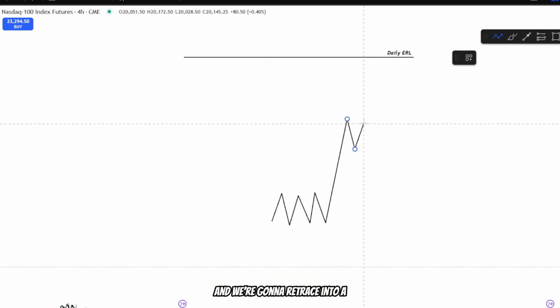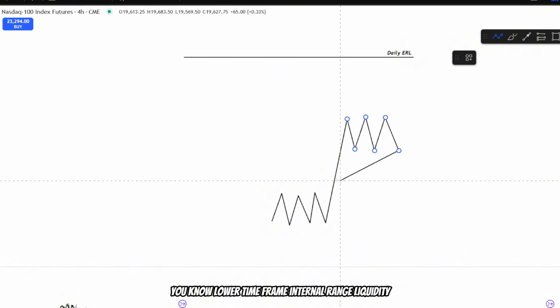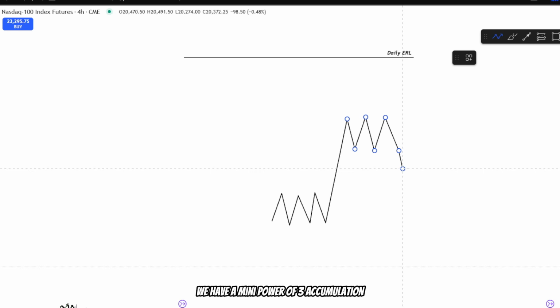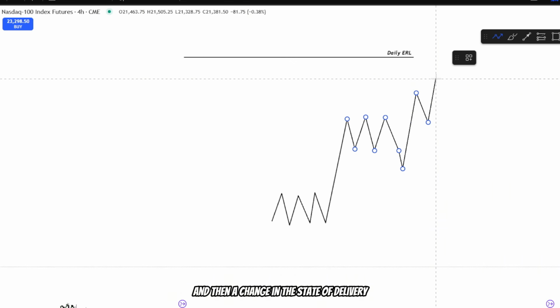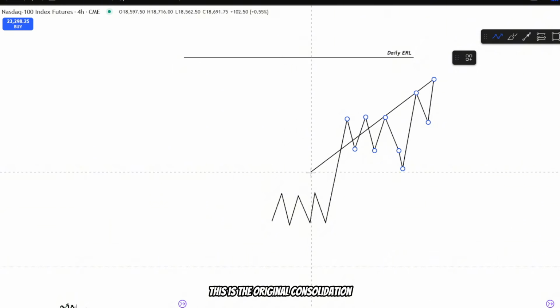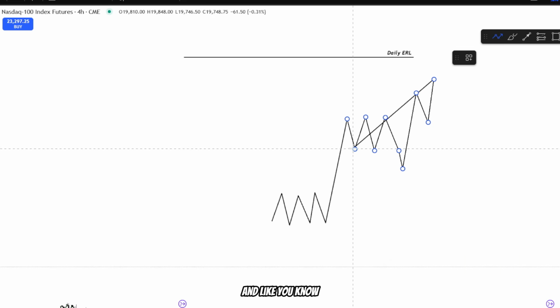So what are we going to do? We're still going to accumulate and we're going to retrace into a lower time frame internal range of liquidity. We have a mini power of 3: accumulation, manipulation into a higher time frame fair value gap, and then a change in the state of delivery and then distribution. This is more complex, but what is this? This is the original consolidation, the accumulation, and then this is the expansion phase.